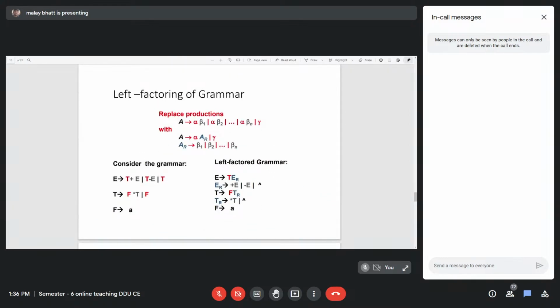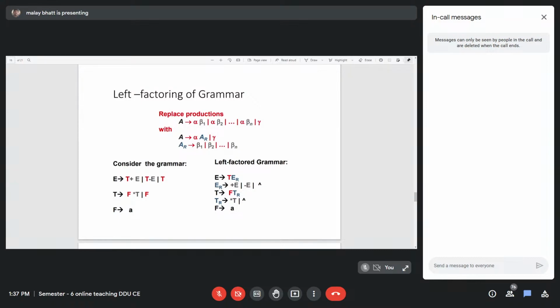Let us consider this grammar. We have E gives T plus E, or T minus E, or T. So E gives T plus E or T minus E or T. You can see that T is common in all three rules. If I match this, T is our alpha, plus E is beta 1, minus E is beta 2, and null is our beta n.